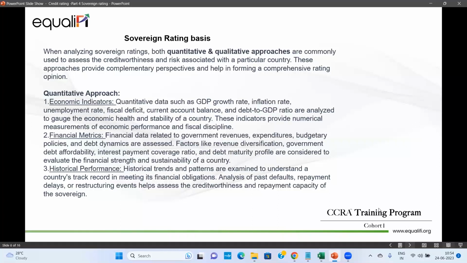Honestly speaking, I don't have a model for sovereign rating. Otherwise, I could have shown it to you, because those are highly confidential sovereign rating models. I don't know anybody who has. Praveen, by any chance, do you have a sovereign rating model and scales? What is the benchmark and all these things?